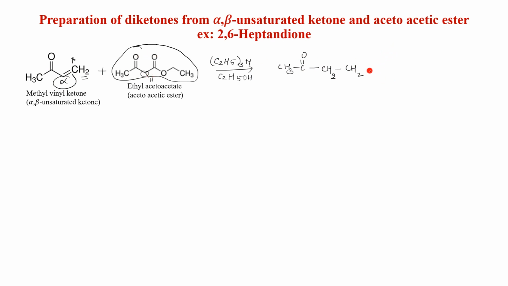So how is it going to attach? This CH is remaining, so you put CH over here. This is C double bond O, CH3. This is C double bond O, O, C2H5. And we are synthesizing 2,6-heptane dione. So this is your Michael adduct.